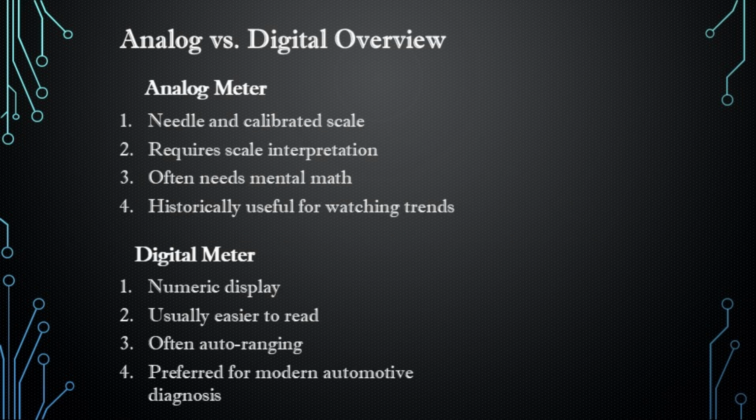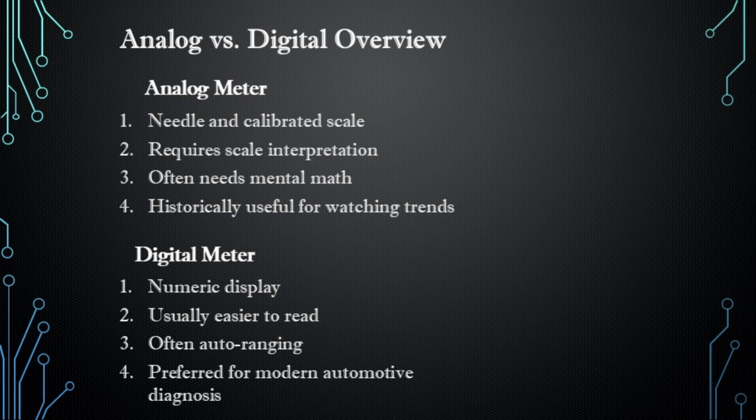Slide 3. Analog versus digital overview. Let's start with the broad comparison. An analog meter uses a needle and a calibrated scale. That means the technician has to interpret what the needle position means. In many cases, he also has to account for the selected range and read the correct scale. So analog meters require visual interpretation and, at times, a little bit of mental math.